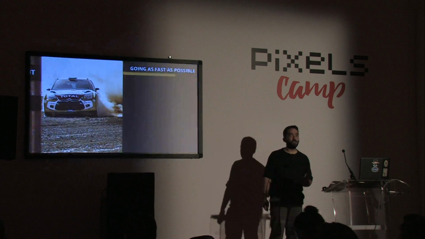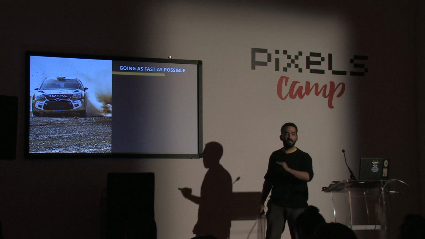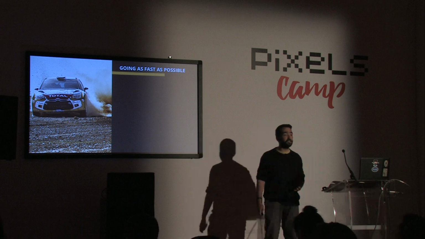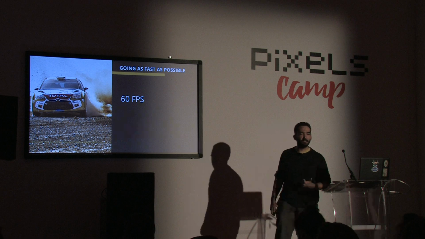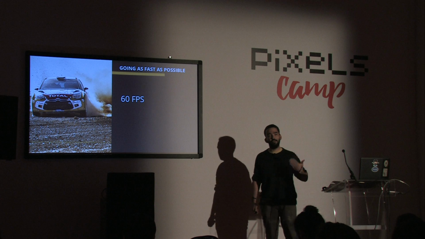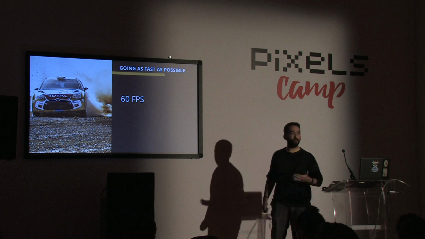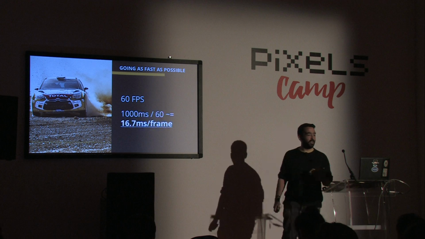So what is this talk about? This talk is about going as fast as possible. And what is this? This is running at 60 frames per second. Why? Because this is the frame rate at which your monitor, your computer screen, or your cell phone probably updates. So you will be running at this speed. And what does this mean?